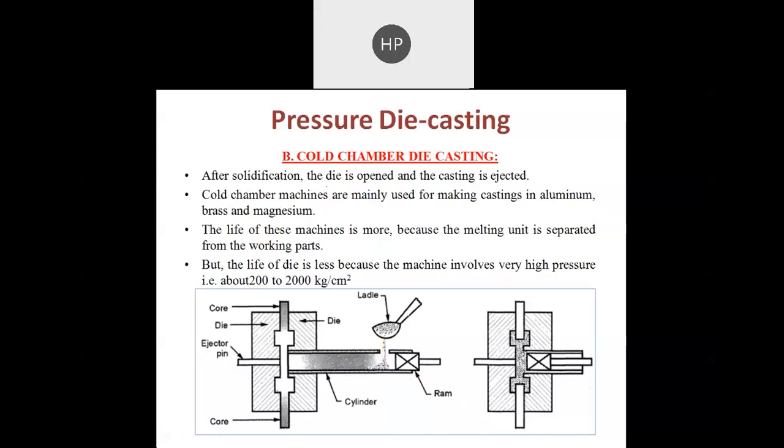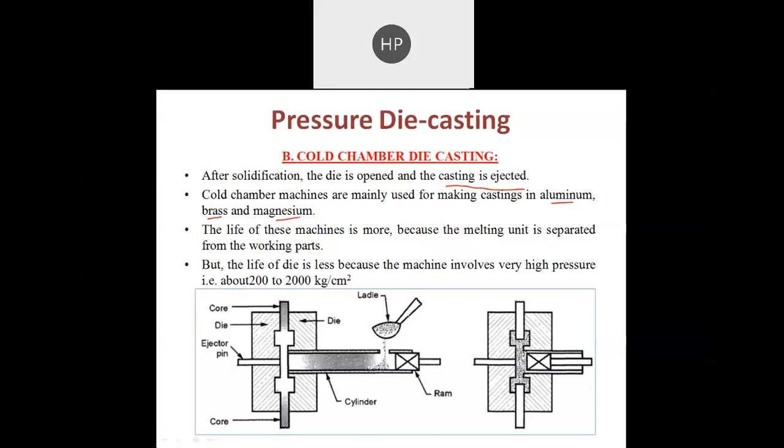After solidification, the die is opened and the casting is ejected. Cold chamber machines are mainly used for making castings in aluminum, brass and magnesium. It will be used for aluminum, brass and magnesium, while hot chamber die casting that we have seen is for zinc, tin and lead, such kind of material. While cold chamber die casting we use for aluminum, brass and magnesium.